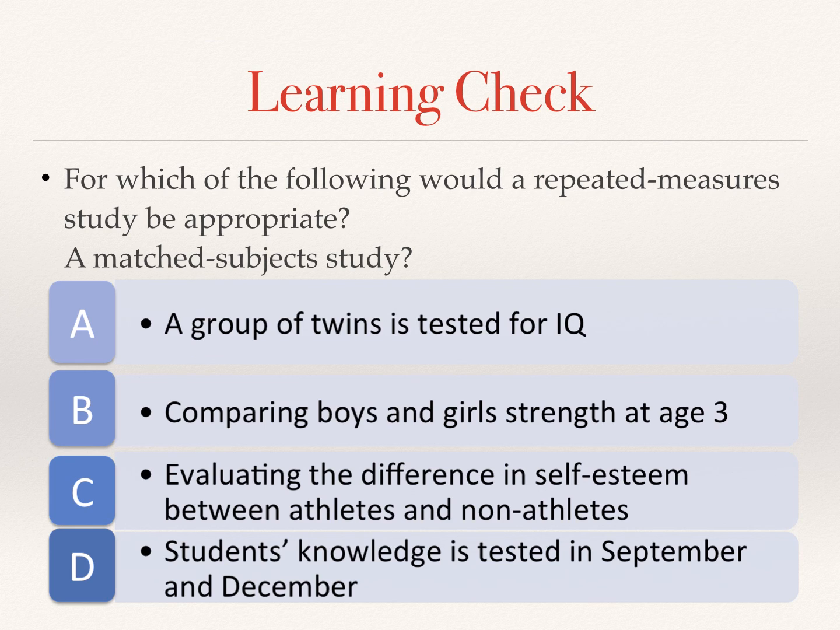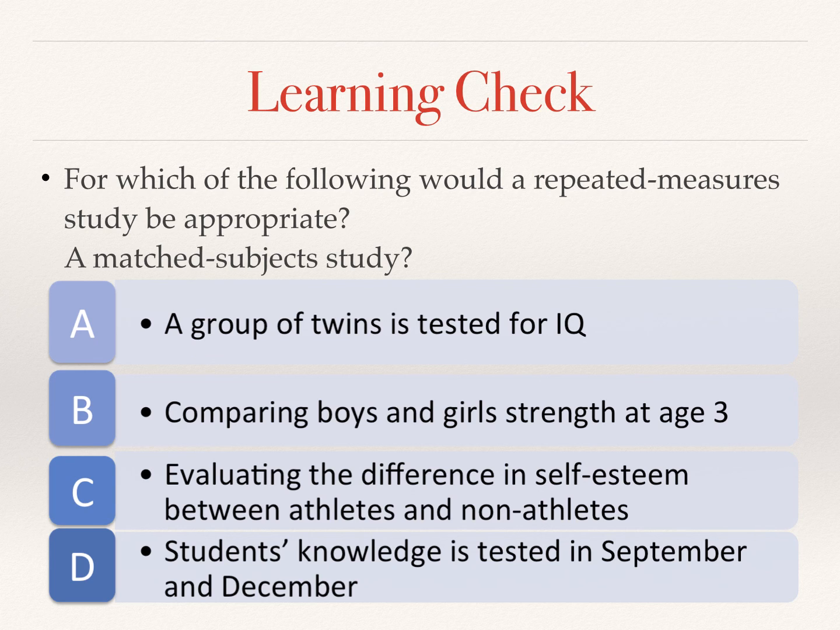So for which of the following would a repeated measures study be appropriate? A, a group of twins is tested for IQ. B, comparing boys and girls' strength at age 3. C, evaluating the difference in self-esteem between athletes and non-athletes. Or D, students' knowledge is tested in September and tested in December.